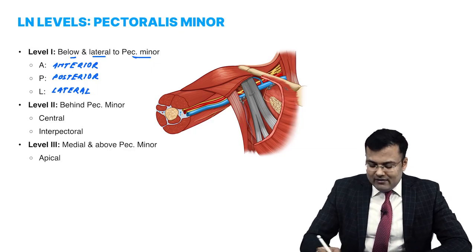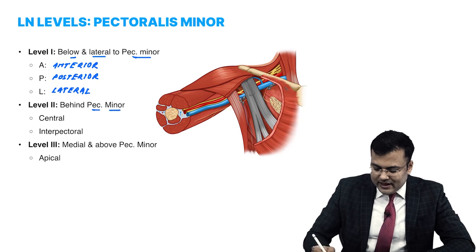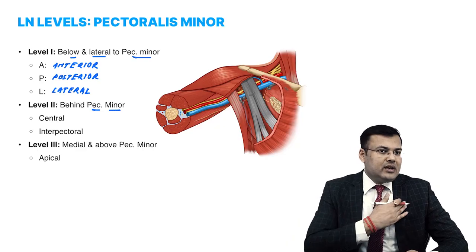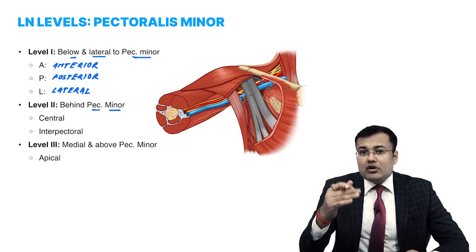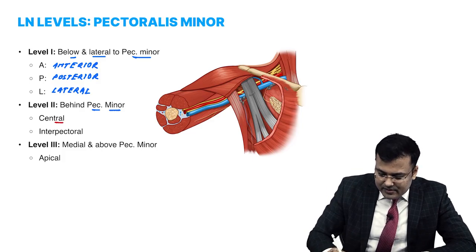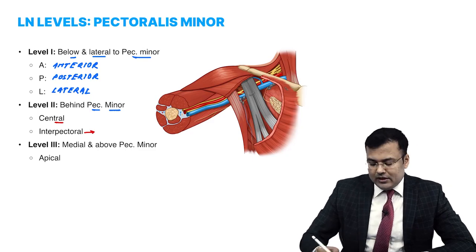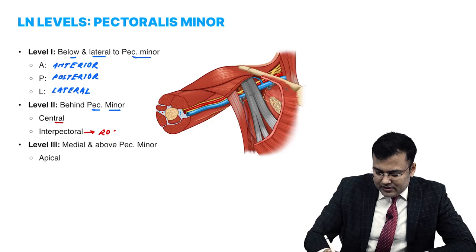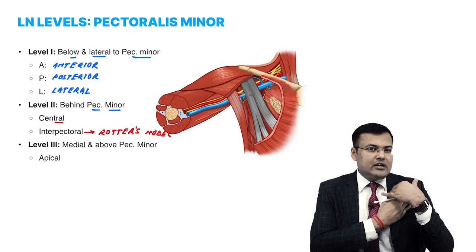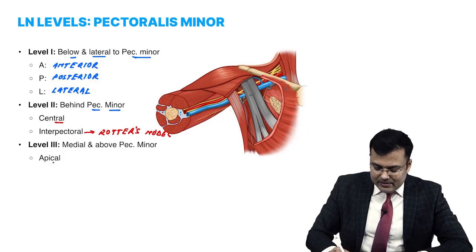After that, level 2. What is level 2? Level 2 is located behind pectoralis minor. So level 2, it includes central and interpectoral. What is the other name of interpectoral? Can you tell me? This is Rotter's nodes, and this was asked many times. The other name of interpectoral is known as Rotter's. After that, level 3 is here, medial and above pectoralis minor. So you can see level 3 is apical, right?